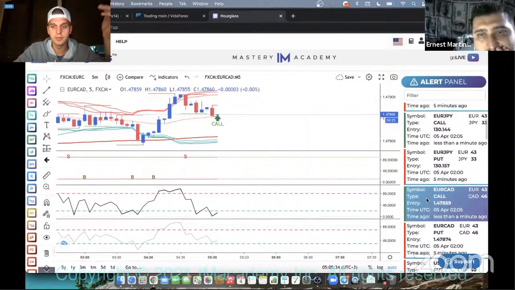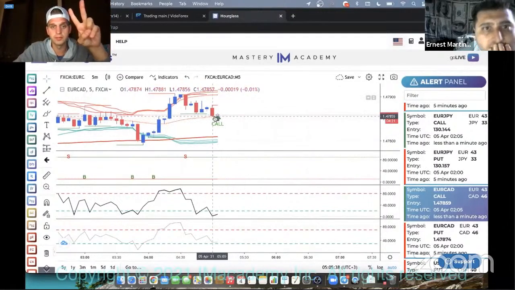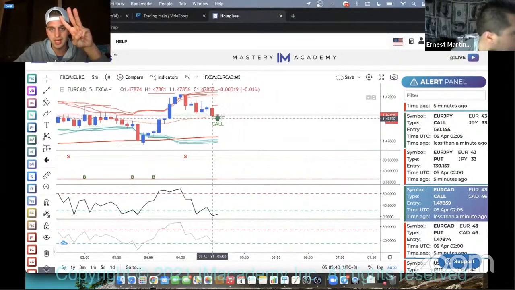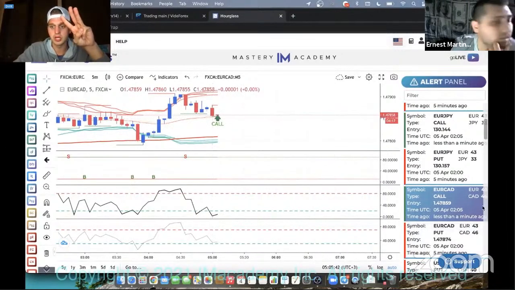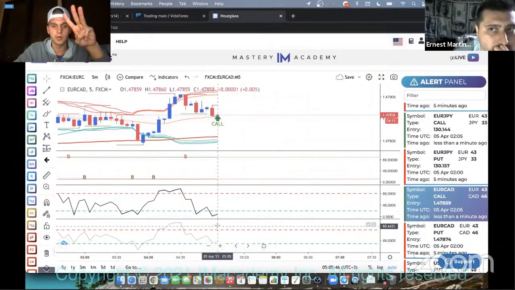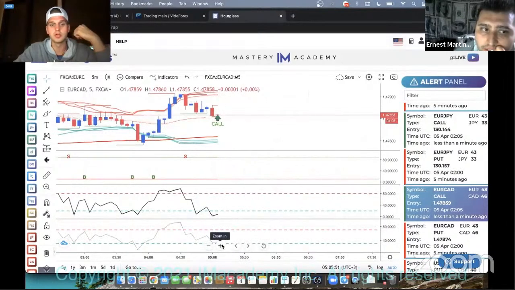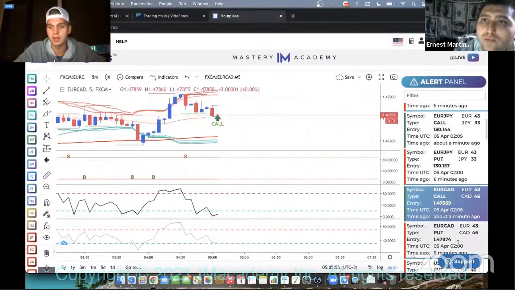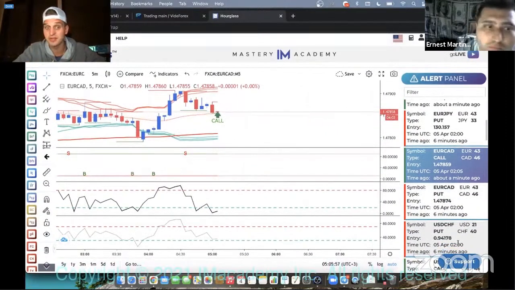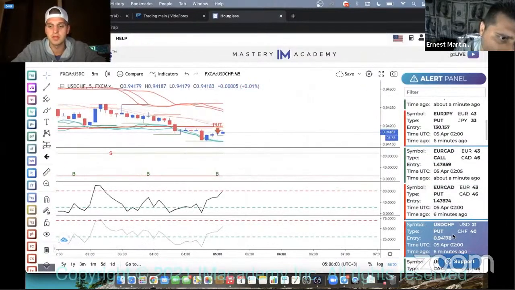Euro CAD, right? We're getting a call, hitting a support, hitting the middle trend line. We got the euro a little weaker than the CAD, and we're almost getting a cross up. So this is about a 3.5 point trade. All right, it's a little riskier of a setup, but I'd like to see we're down just a little further.